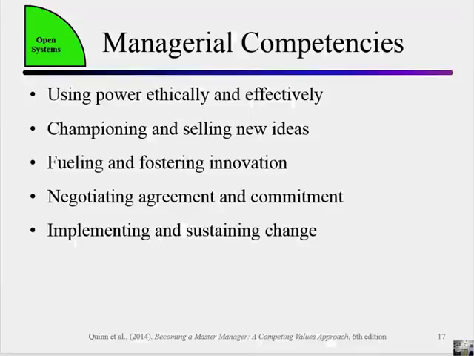Fueling and fostering innovation will be important. You'll have an eye on what is up to date, what is current. You'll be informed of that. You'll have systems and networks to allow you to gain access to that information. You'll negotiate agreement and commitment from people, and you'll implement and want to sustain change as an ongoing strategic objective in the open systems model.